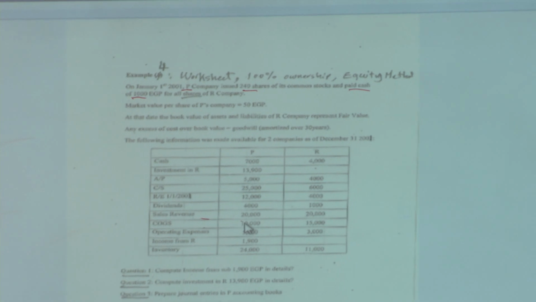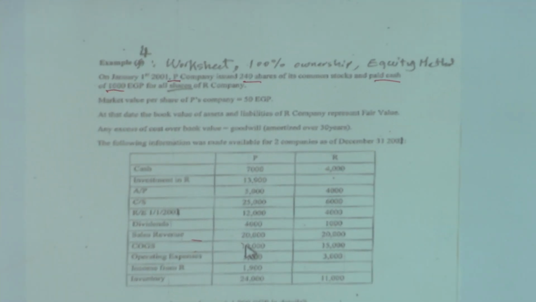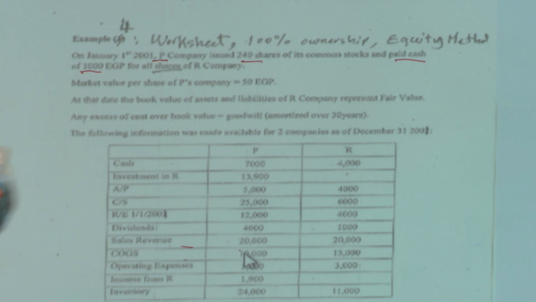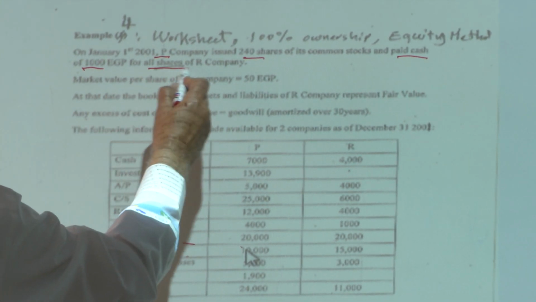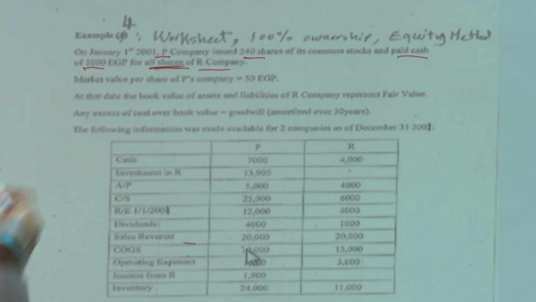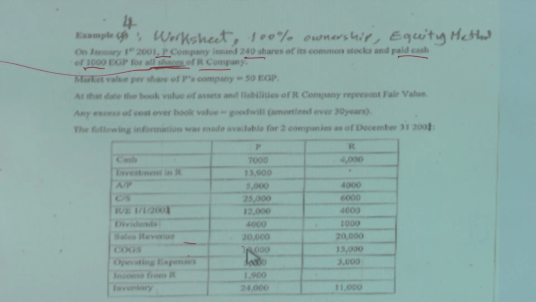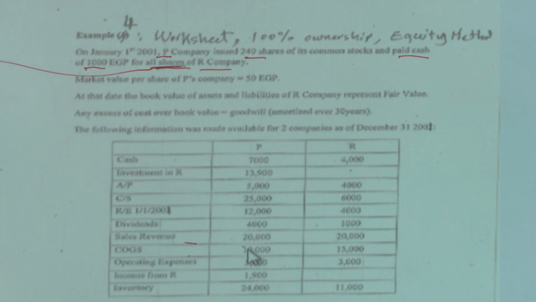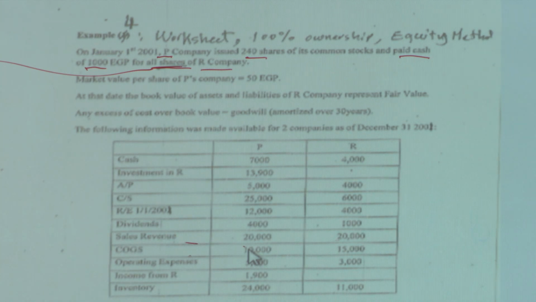1,000 Egyptian pound. What's the reason behind this? Because company B acquired all shares of company R. When I say all shares, it means 100% of the company. That means company B owns 100%, no minority, zero minority, okay?